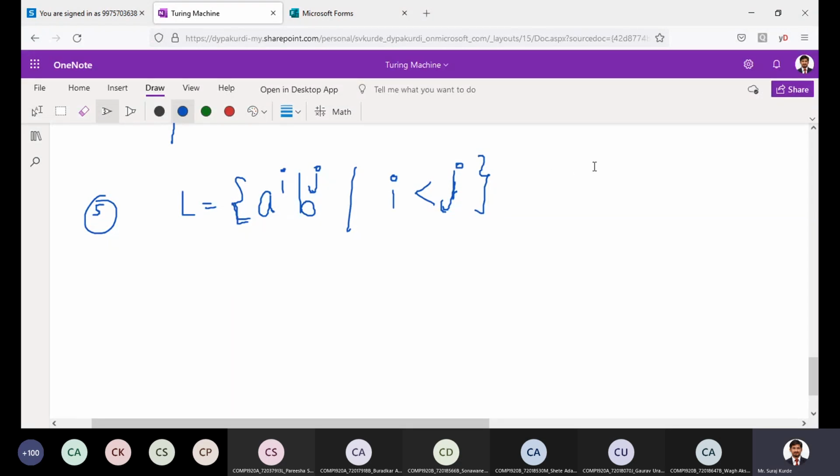And what can you consider? i greater than or equal to 1. That means j is greater than or equal to 2 because the number of b's is more. So if i is 1, j should be 2, 3, 4, anything. Minimum it will be 2. Find a Turing machine similar to the previous example. A small change, a little bit of logic or transition you have to change.